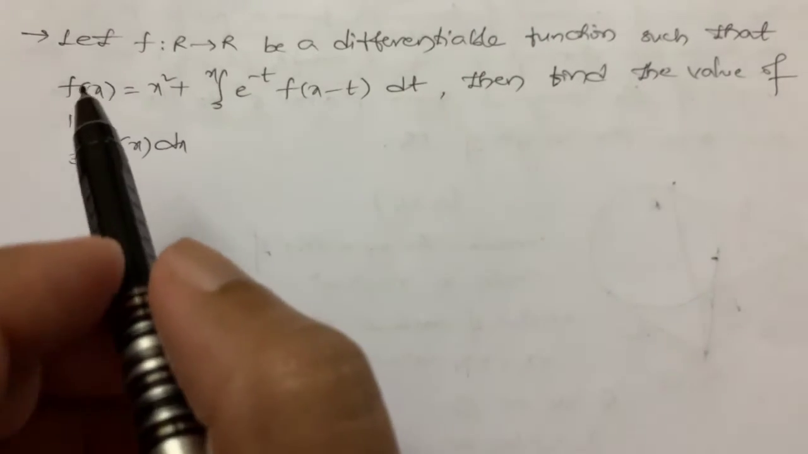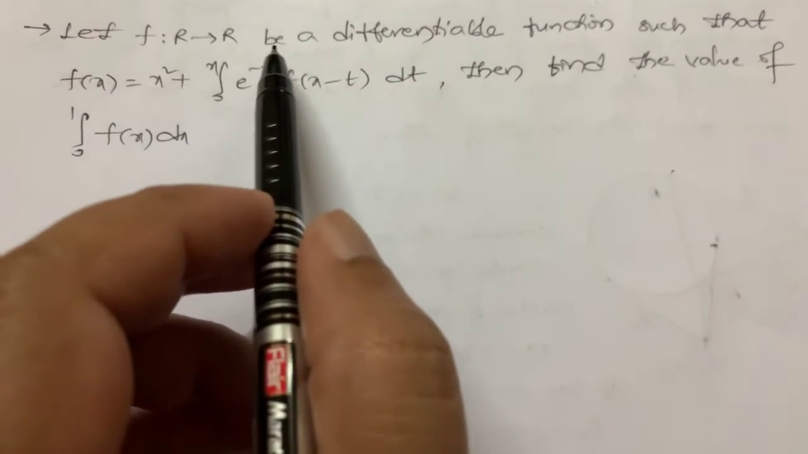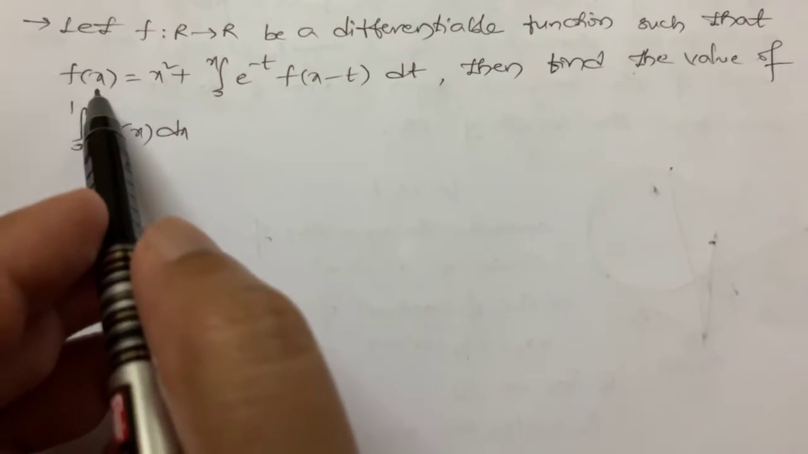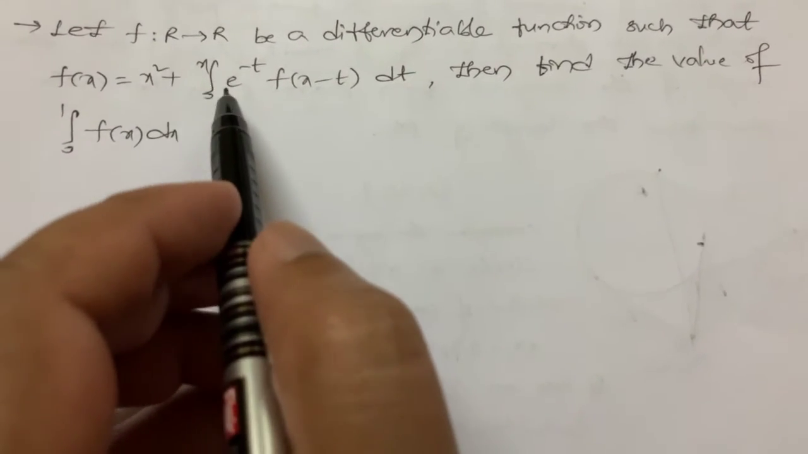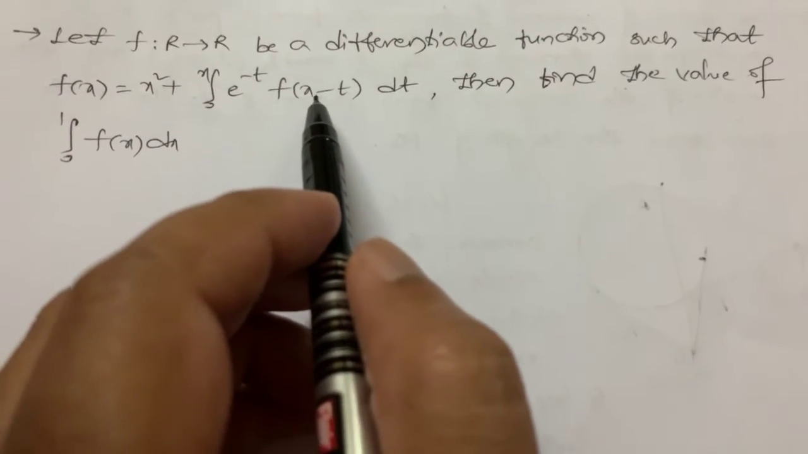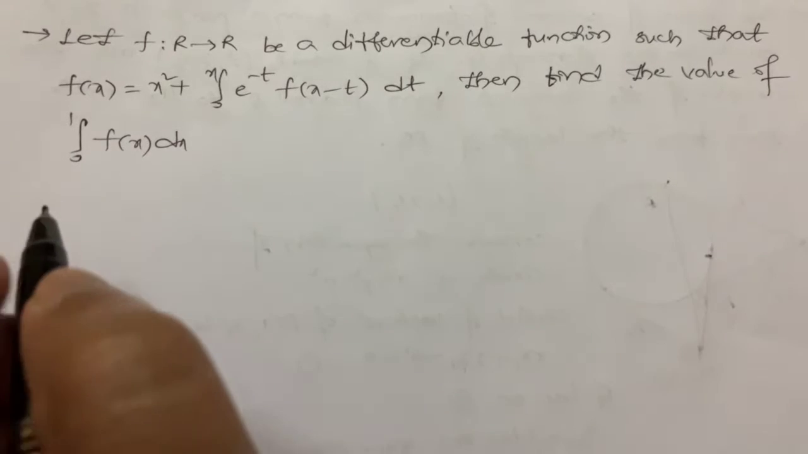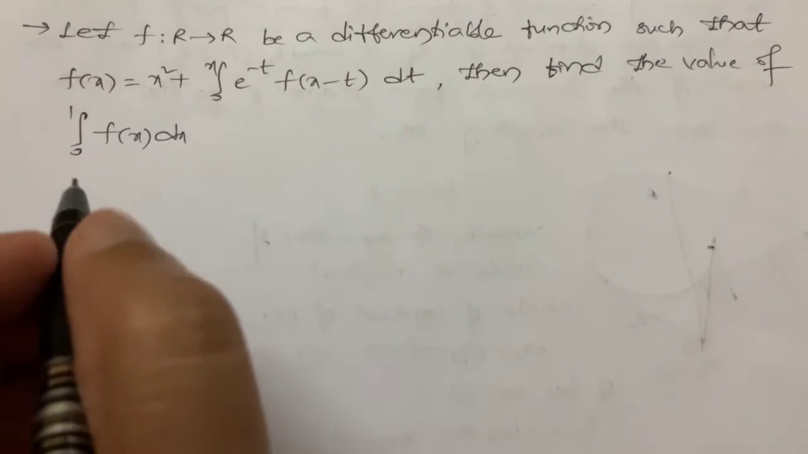Let's look at this problem. Let f from R to R be a differentiable function such that f of x equals x square plus integral 0 to x e power minus t f of x minus t dt. Then find the value of integral 0 to 1 f of x dx. So first we have to find f of x, right?